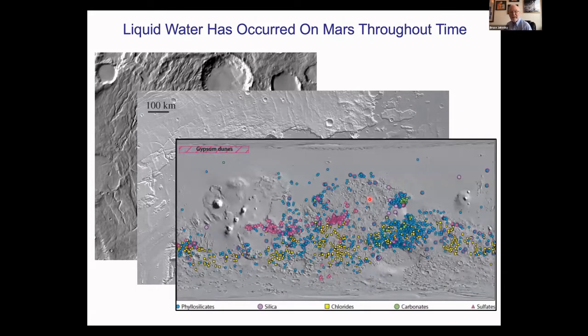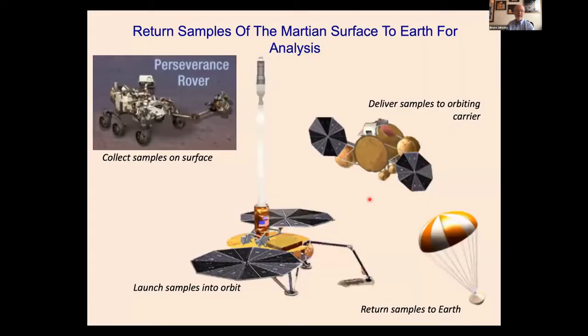We also see minerals on the surface that require liquid water in order to form. This is a global map of Mars showing where these minerals have been identified. All the evidence points to water having been abundant at different times in different ways. And it really opens up the possibility for life to have existed.